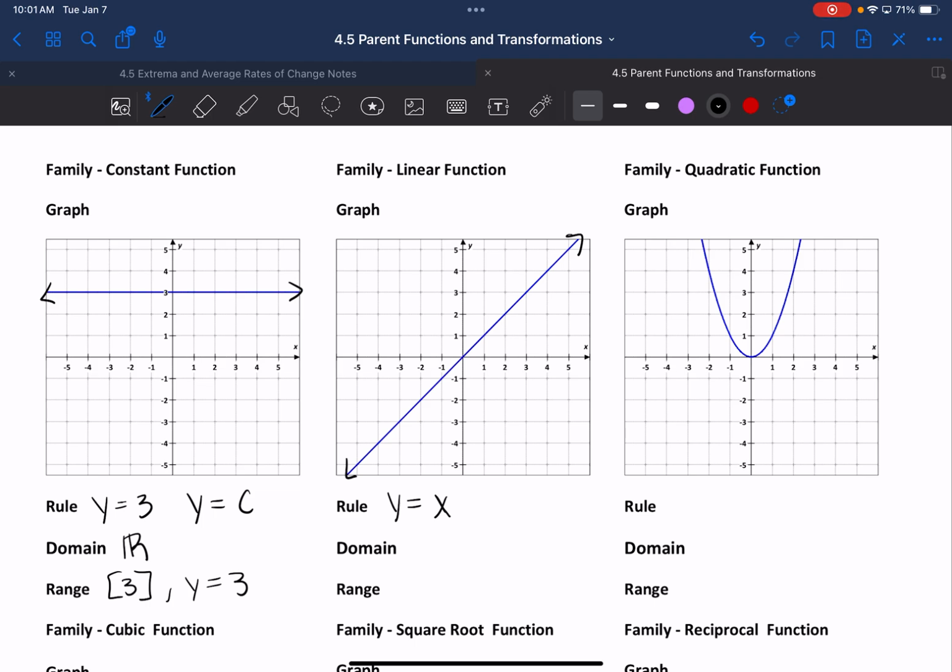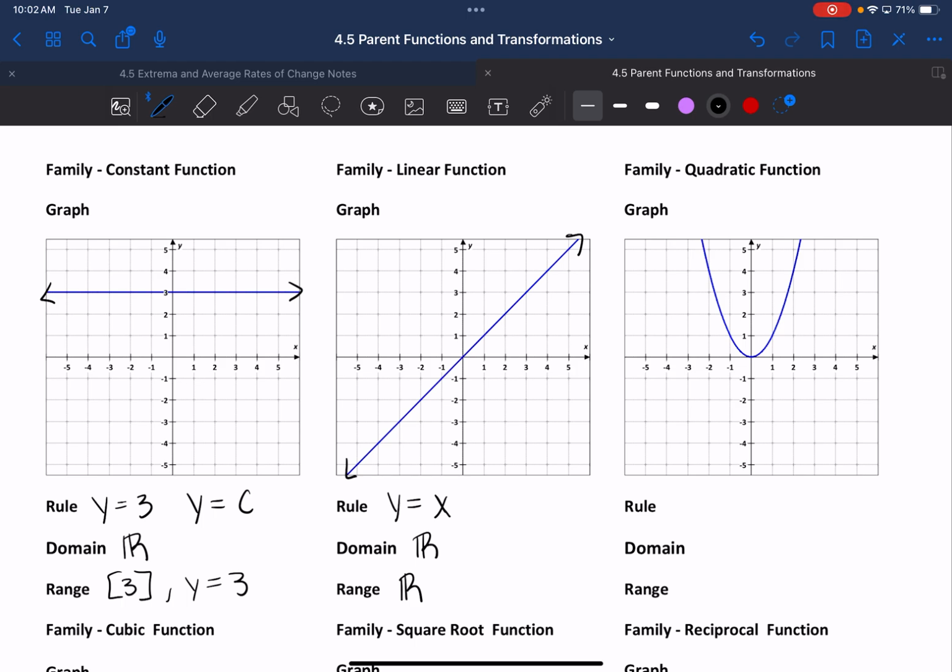Okay, so what would you guys say the domain for this function is? All real numbers. What about the range? Also all real numbers, right? Because it is going to continue up and down forever as well as left and right. Perfect. Okay, so this is what we call the linear parent function, right? It's just a diagonal line here.